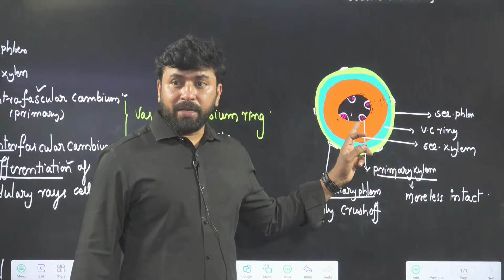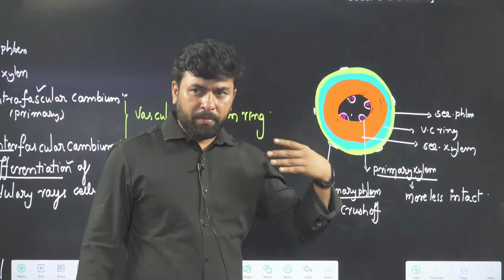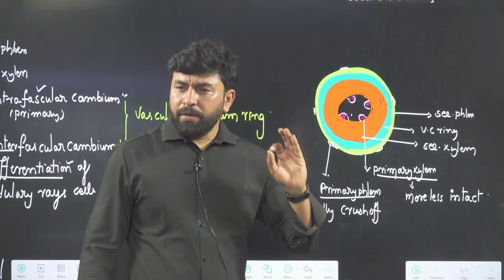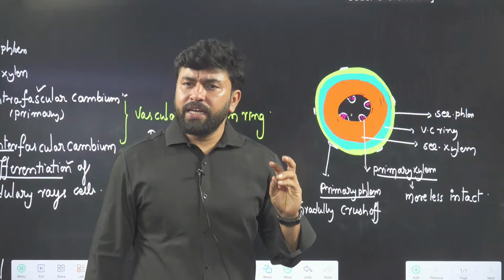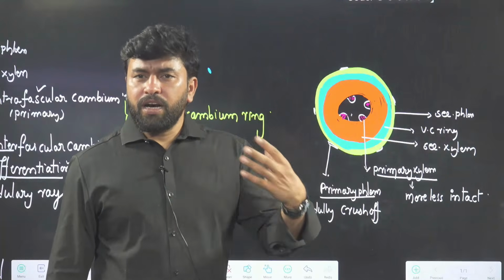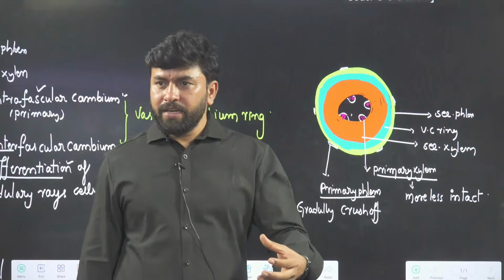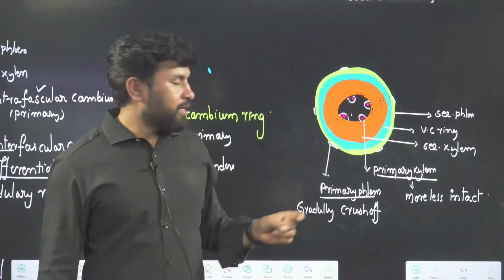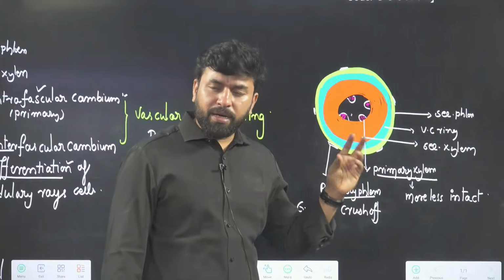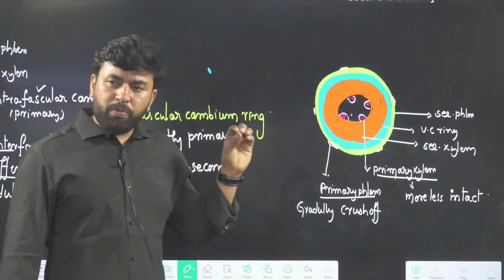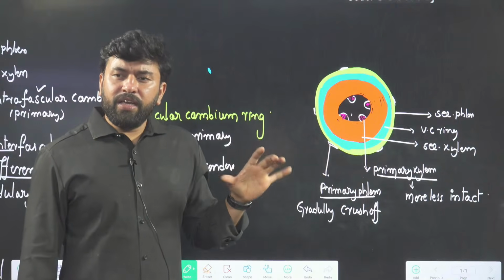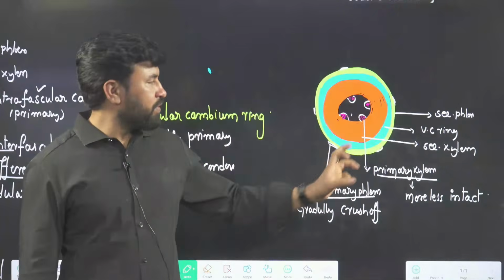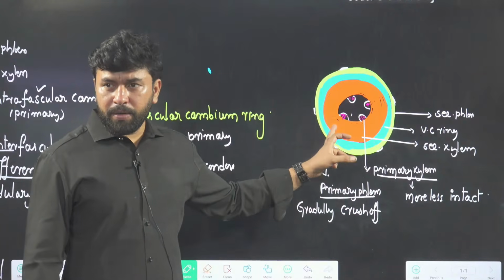More or less, primary xylem will be intact. I am not saying primary xylem will be intact forever. Primary xylem would be present there in initial days. That means after a few years, you can find the growth continuing, but still primary xylem will be present. But primary phloem would be crushed away even in the initial years of secondary growth. Got it? This is about the fate of primary xylem and primary phloem.